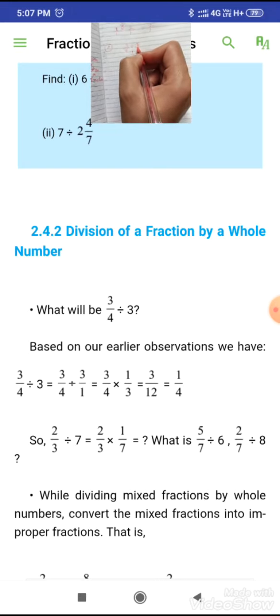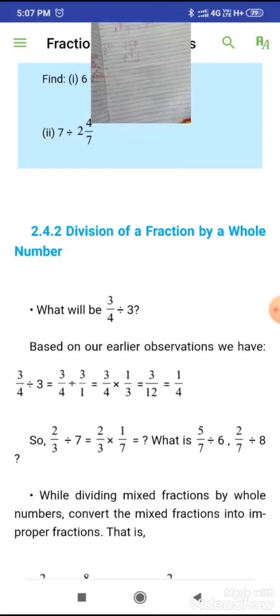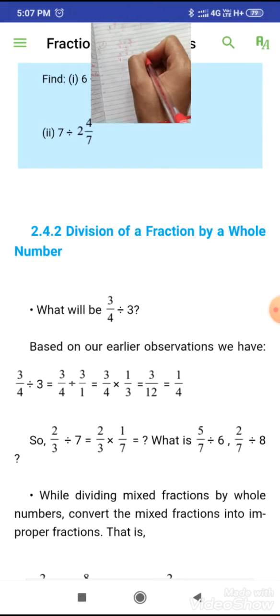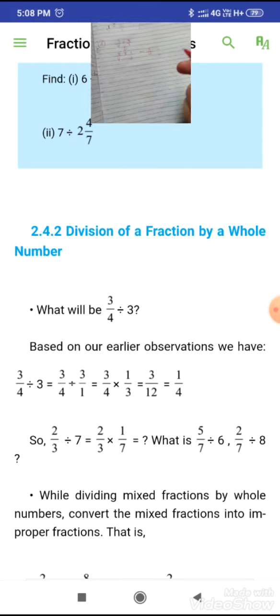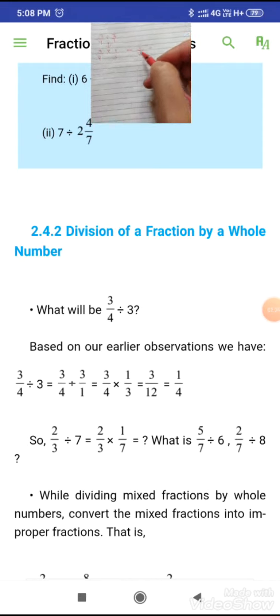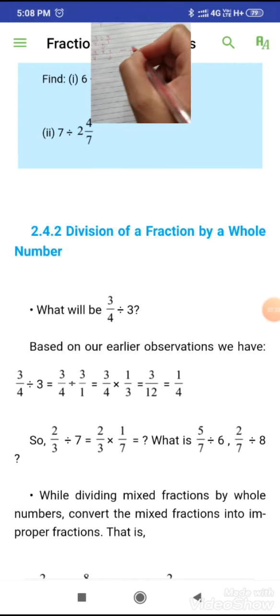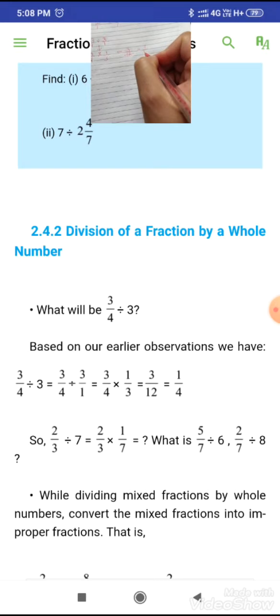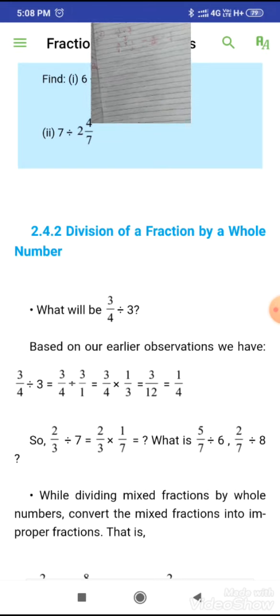Here 3 is a whole number and as we all know, we can write 3 as 3 upon 1. So reciprocal of 3 upon 1 is 1 by 3. Now we multiply these two fractions. So 3 multiplied by 1 is 3 and 4 multiplied by 3 is 12. We can cancel out these two digits by 3. So 3 1s are 3 and 3 4s are 12. Our fraction is 1 by 4.